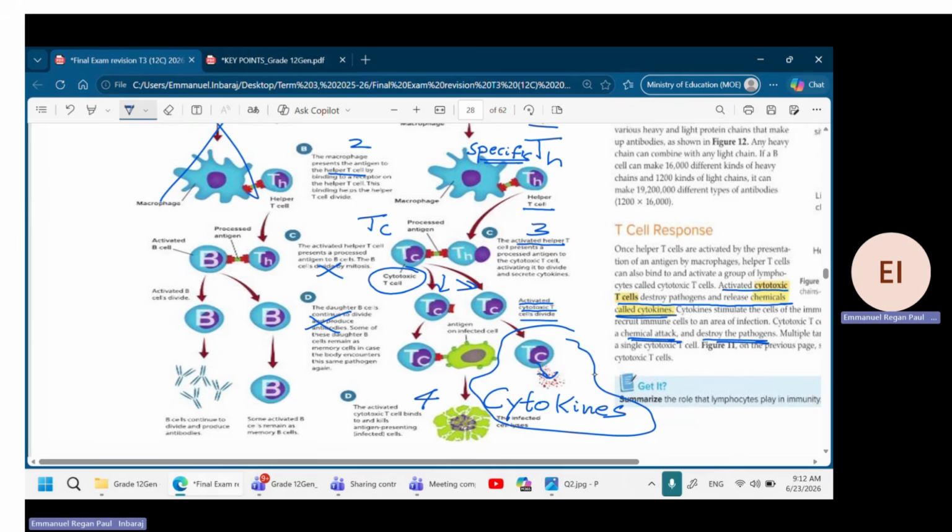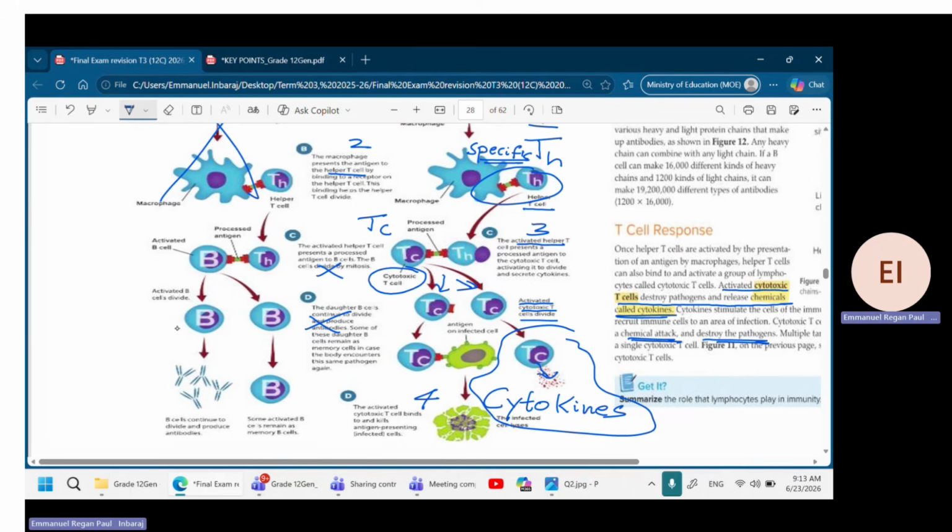So two questions they may ask. One is this one. This is specific immunity, and they will ask you, what is the chemical released by cytotoxic T cells? The chemical is cytokines. Or they may say, cytokine is released by which type of cell? Cytokine is released by activated cytotoxic T cells. So this is one.